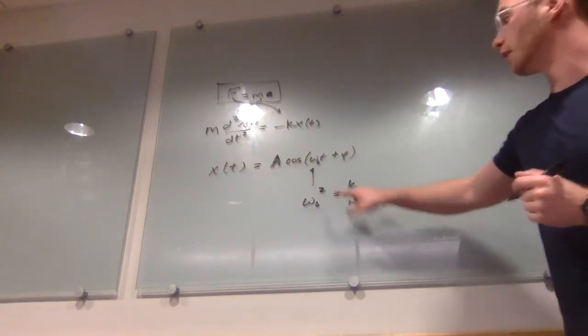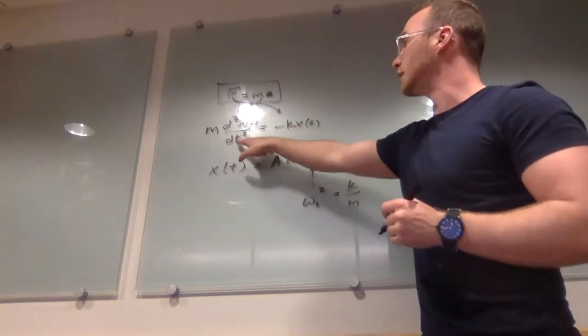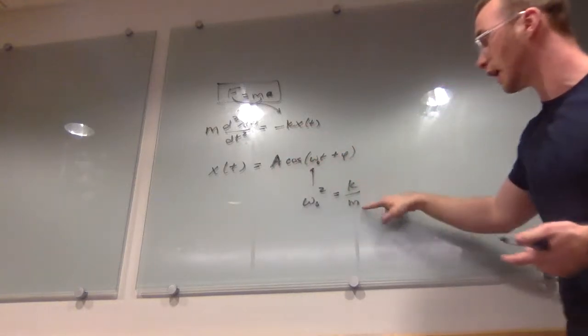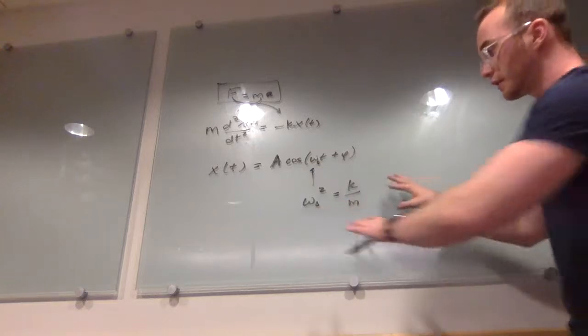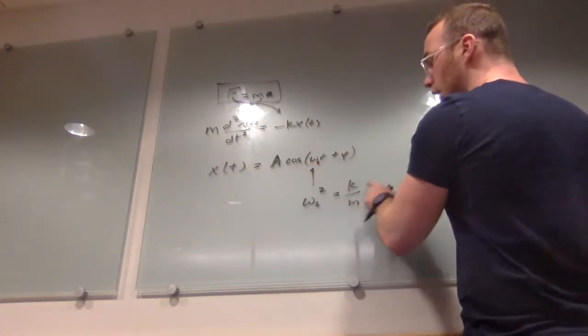And it was positive k over m. This minus sign was, if we plug it in, we'll see that taking two derivatives of the cosine gives us a minus cosine, so that's where the minus sign goes. So there's no imaginary numbers or anything like that in here. This is just omega naught squared. I'm defining omega naught to be this. It was k over m.